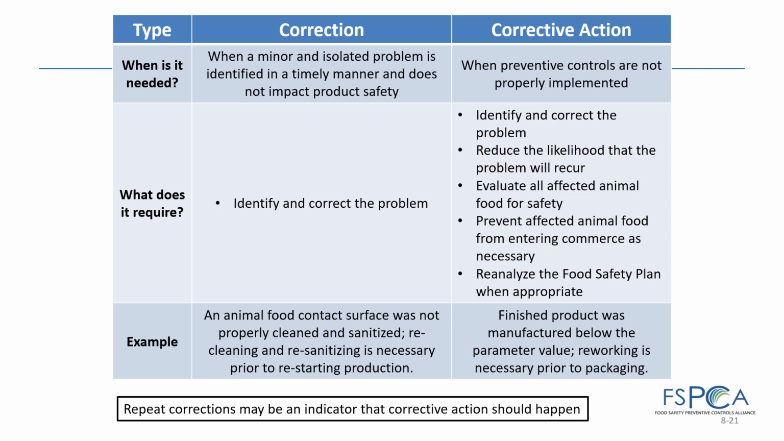Okay, examples that we looked at for each of these: for correction, an animal food contact surface was not properly cleaned and sanitized. Re-cleaning and re-sanitizing is necessary prior to restarting production. And for corrective action, finished product was manufactured below the parameter value, like that salmonella example we looked at. Reworking is necessary prior to packaging. Okay, and again, repeat corrections is probably a red flag that you need to do some sort of corrective action.